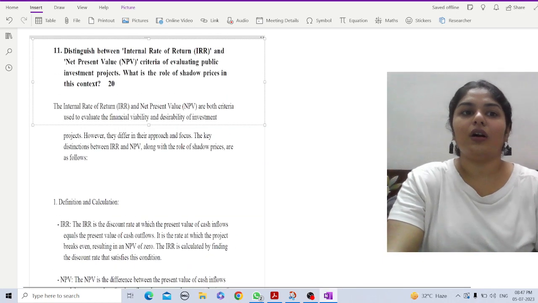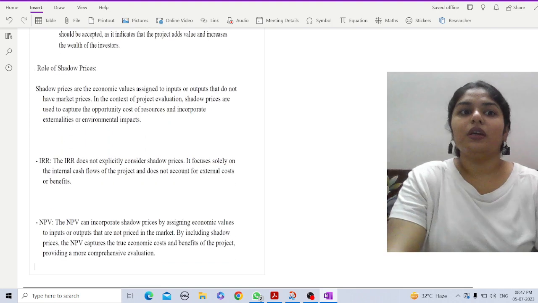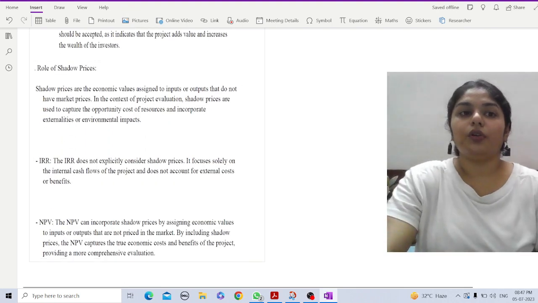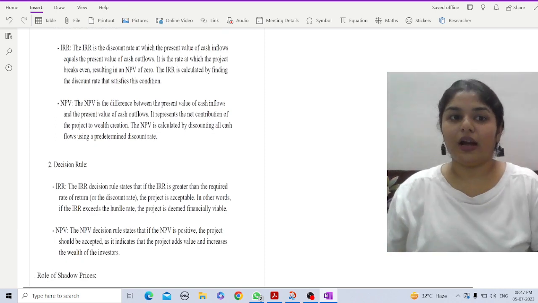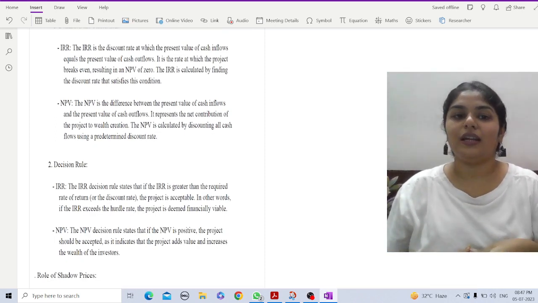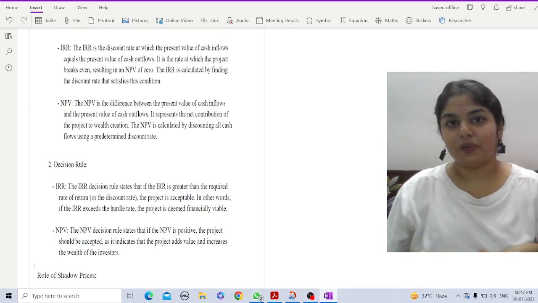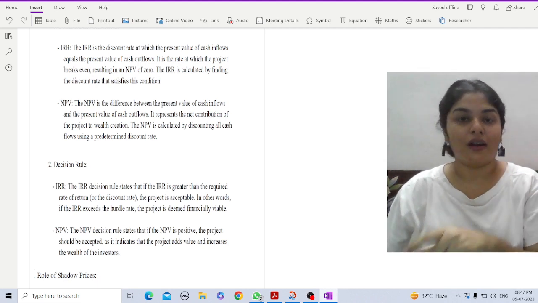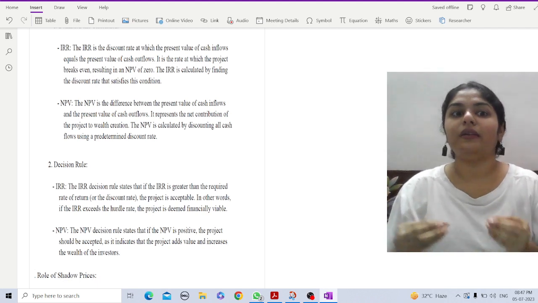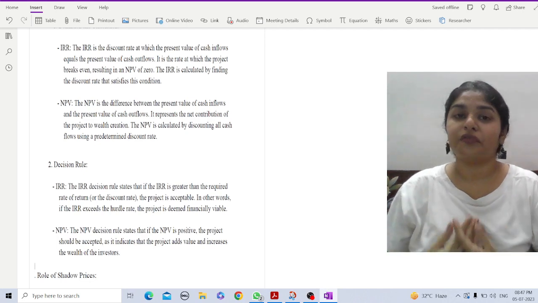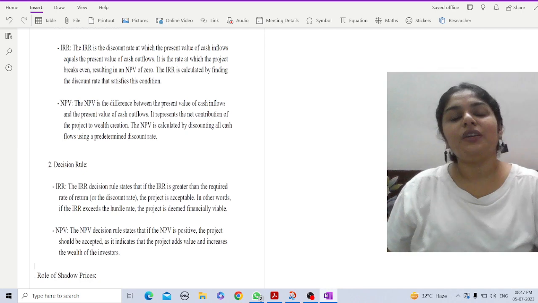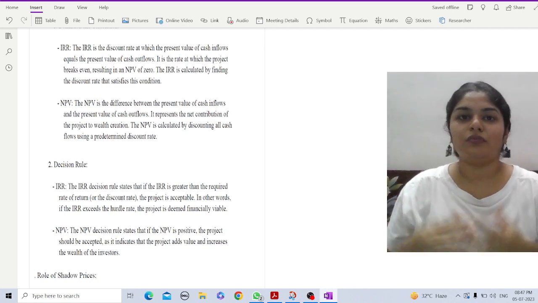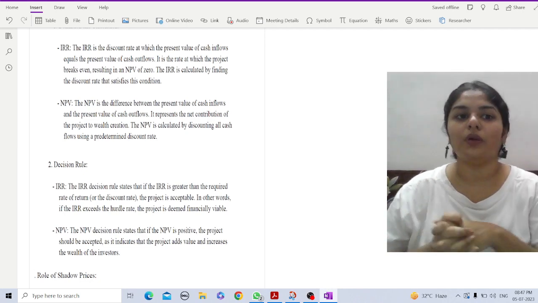Now let us take how, using this, we can actually decide whether to invest or not. That is the decision rule. For IRR, the decision rule states that if IRR is greater than the required rate of return, the project is acceptable. If IRR is greater than the required rate of return or the discount rate, that means of course the return is higher, there will be profit, so it is financially viable and it can be invested in the particular project.